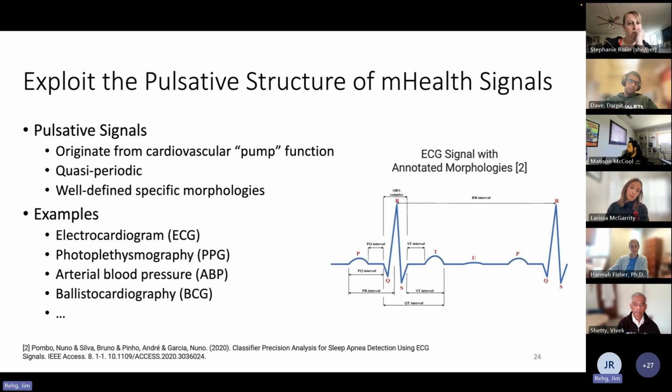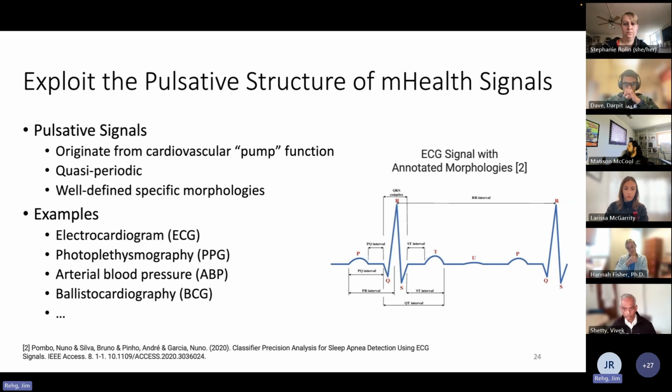And so we began approaching this problem a few years ago, trying to exploit the fact that many of these interesting mobile health signals have this sort of pulsative nature. They're quasi-periodic signals that repeat, not exactly, but with some regularity in their morphology. And this is because they all come directly or indirectly from the function of the heart and its interaction with the lungs and the body. And that produces a rhythmic pattern that characterizes many of the signals you see on this slide.